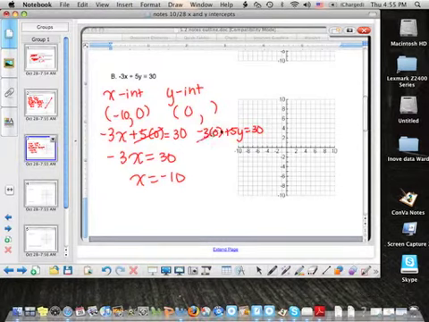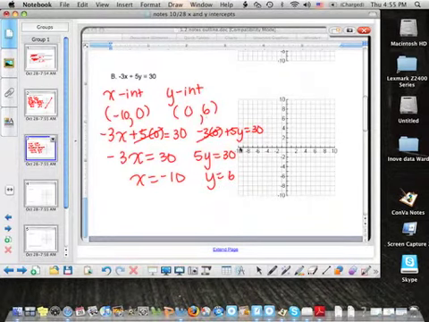I multiply that out, which makes it go away, and I've got 5y equals 30, so y equals 6. Negative 10 would be over here. Positive 6 would be there. Graphing my line.